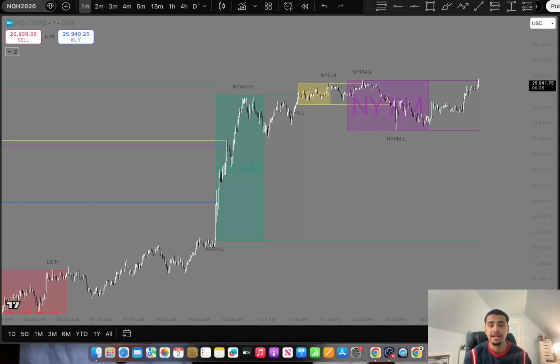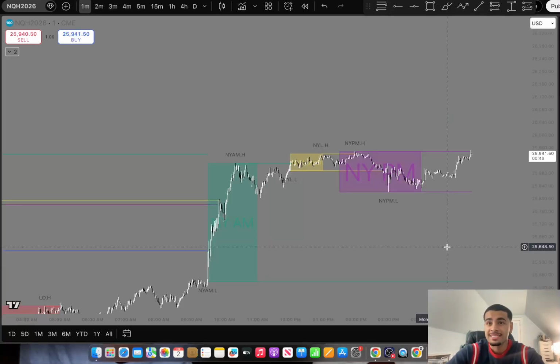An SMT in trading is when two markets that usually move together don't match. What do I mean by this? An example would be NQ makes a high and ES doesn't. These are correlated markets. That mismatch can be a warning that the move is fake and a reversal might happen. Let me draw you guys an example and show you.